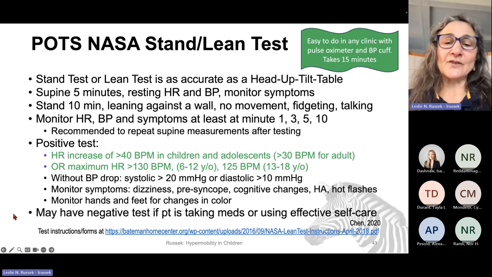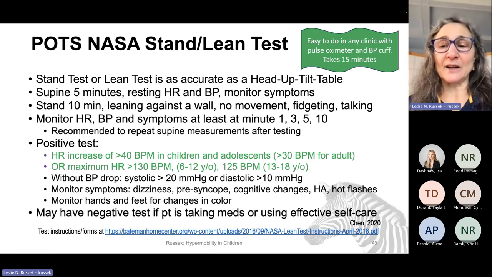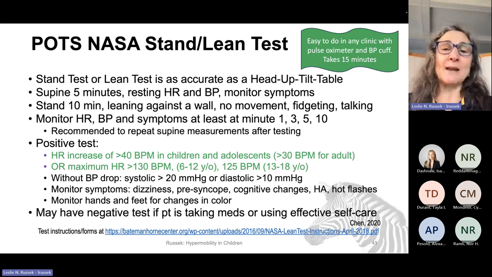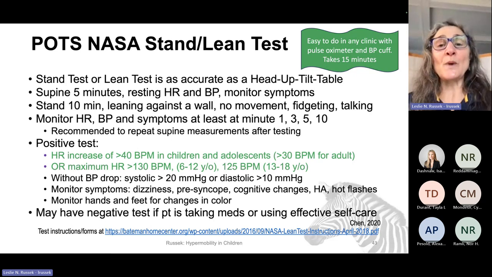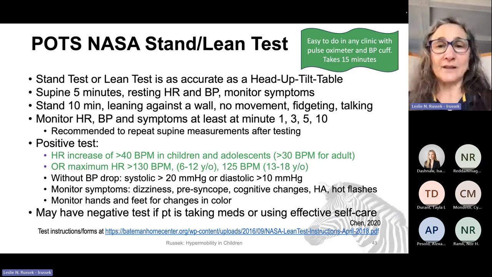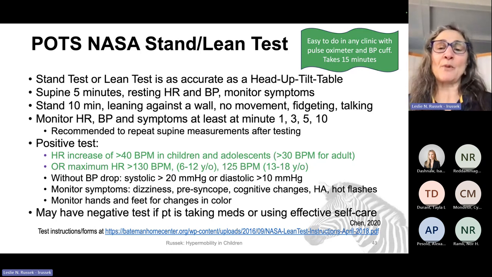They may have a negative test if they're taking medications that affect their heart rate, so beta blockers, or if they're using effective self-care. So patients come to me, I do the test, they're positive. By the time they get to see a cardiologist in 8 weeks, they've managed their POTS. They're drinking fluids, they're wearing compression leggings, they've been exercising. So they no longer have that reactive autonomic response, and the test is negative. They're still vulnerable to POTS. They may get a flare of it, but the test is going to be negative if they're controlling it.